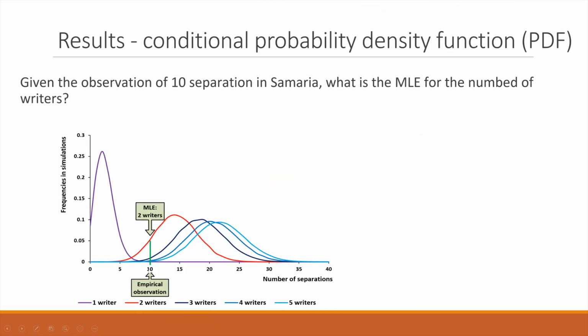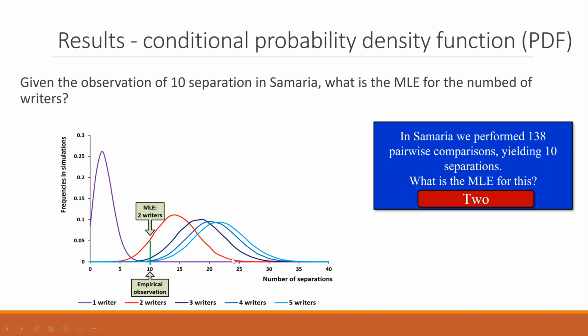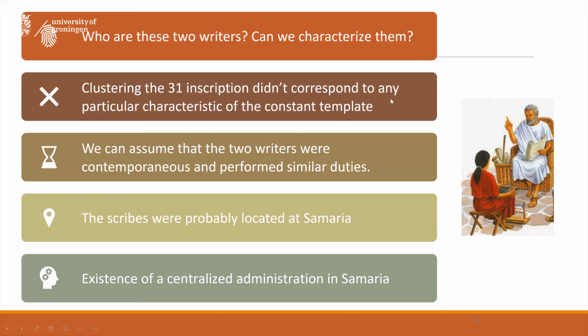Now, given the 10 separations that we have in Samaria, what is the most likely number of writers? In this case, the most likely number of writers, the higher curve here, is number 2. So again, we received that the most likely number of writers in Samaria is 2, not only the minimal number, but also the most likely one. So, okay, we have 2 writers in a corpus of 31 inscriptions.